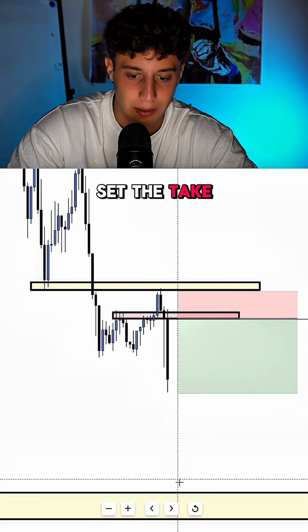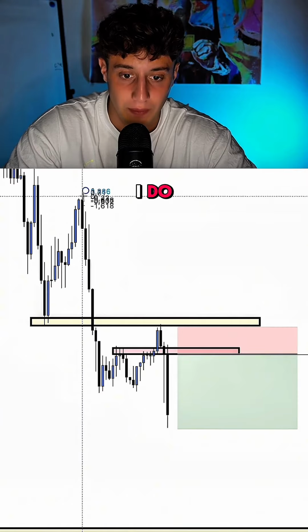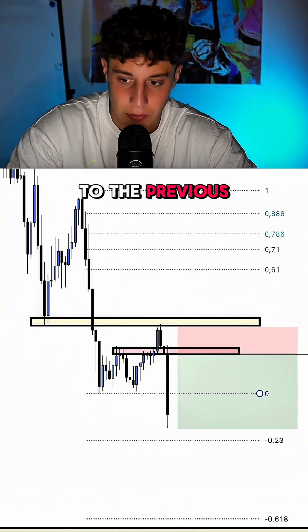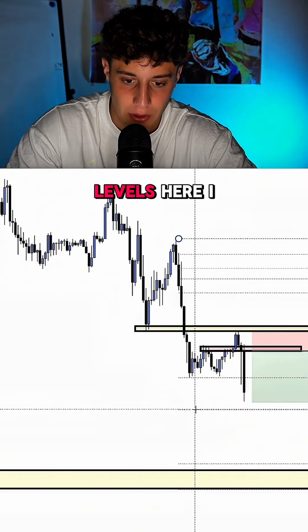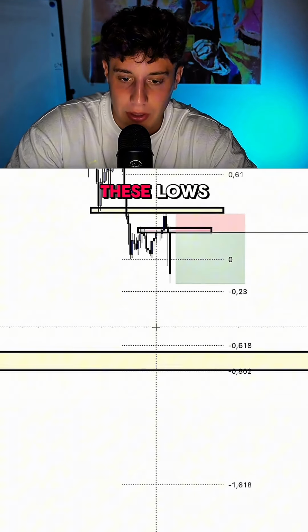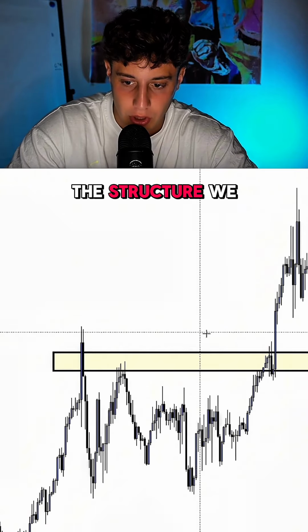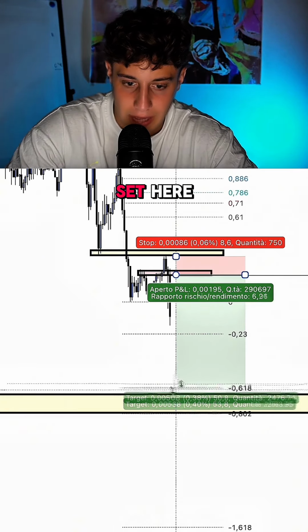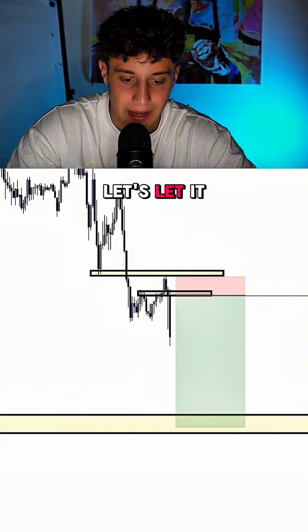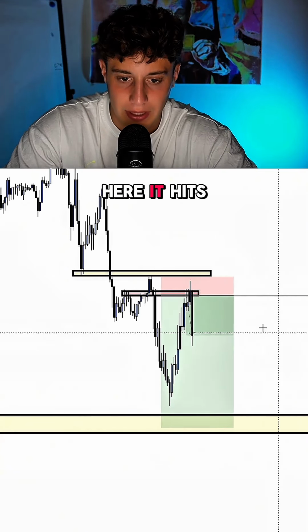Where can we set the take profit? I really like this structure. As an extra confirmation, what do I do? I draw Fibonacci from the high to the previous low and take a look at the end extension levels. Here I have the -23, which is still a nice area where these lows were, but the -61 is my favorite area because we can see there's the structure we marked, so a take profit could be set here, more or less at this level. Let's let it play out, okay? We see that the market reaches this point and reacts very well, and here it hits take profit.